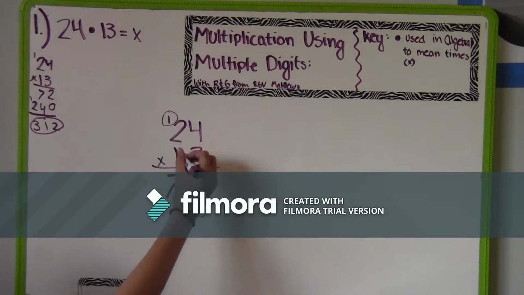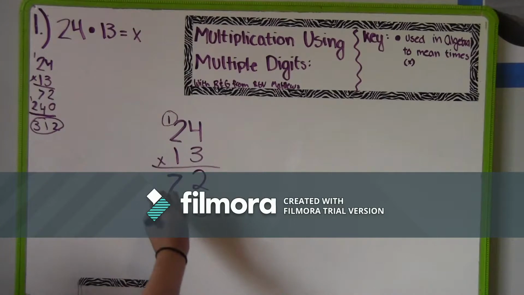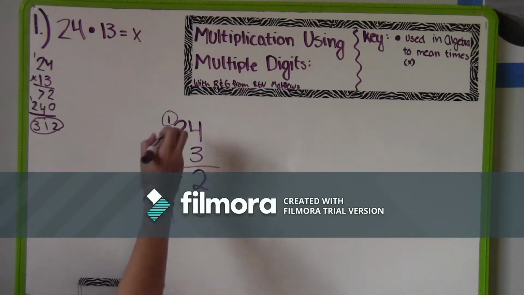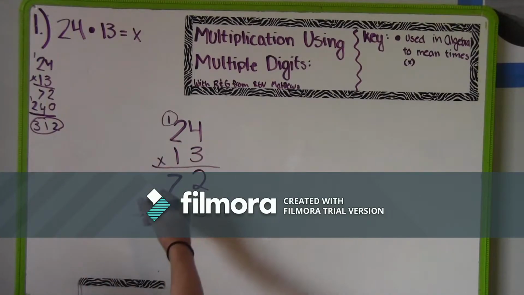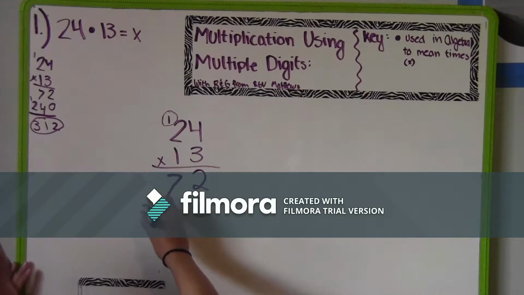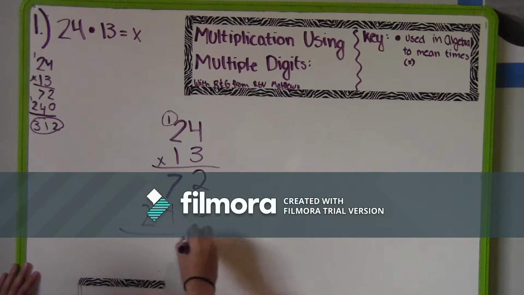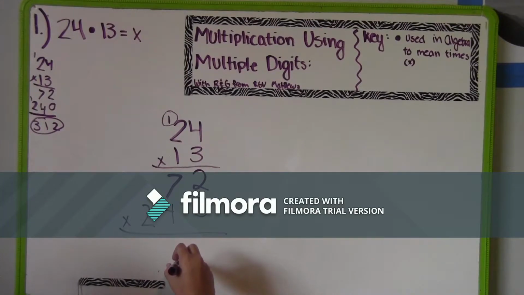So now we are going to start with 1 times 4. 1 times 4 is 4, and there's nothing to carry. Now, we do 1 times 2, which is 2. The final step is to add the numbers together to get your answer. 2 plus 0 is 2. 7 plus 4 is 11. So yet again, we're going to carry the 1. And 2 plus 1 is 3. So our final answer is 312.